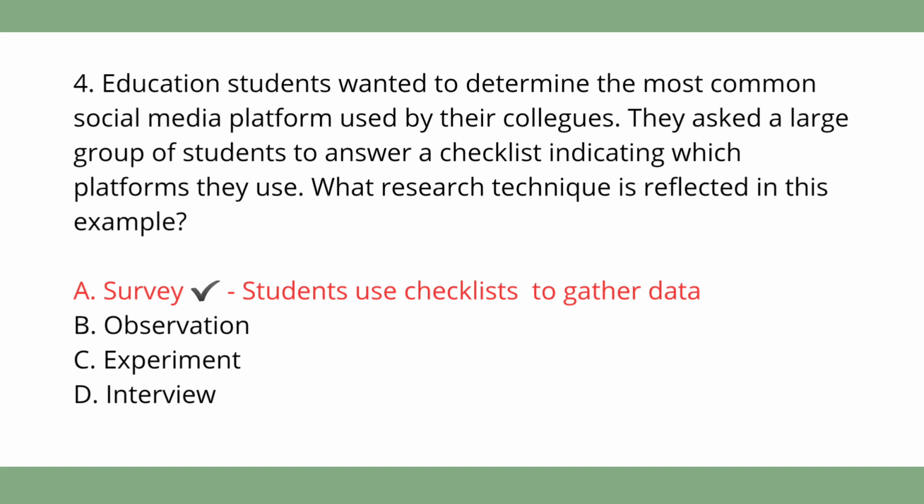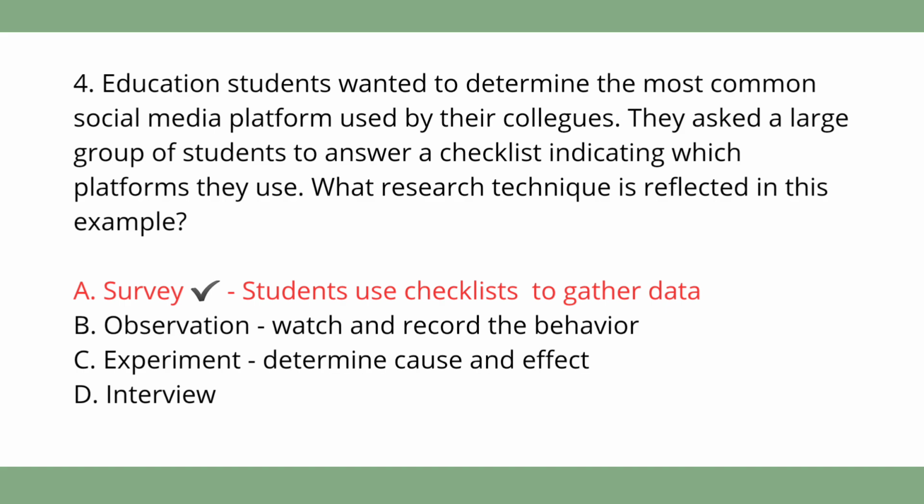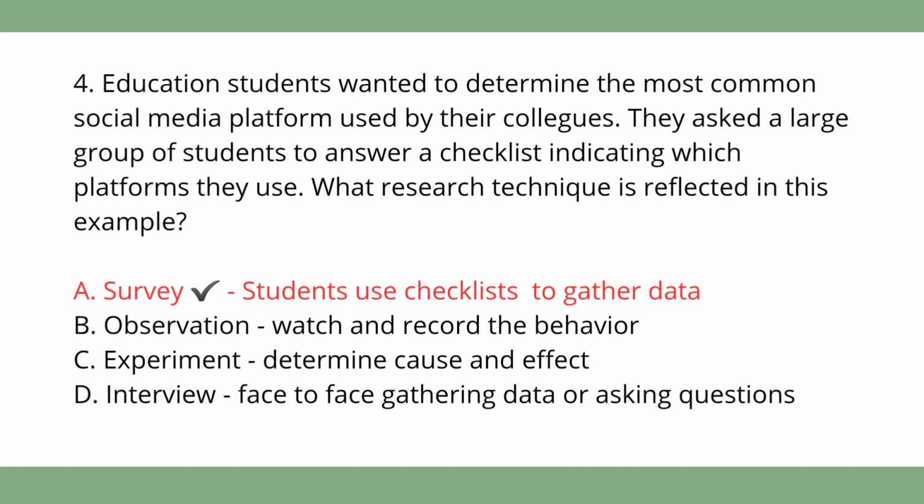The correct answer is letter A. The students used a checklist to gather data from a large scale of respondents. The observation is about watching and recording the behavior of the learner. The experiment is to determine the cause and effect in one situation. And lastly, the interview is used face-to-face when gathering knowledge.